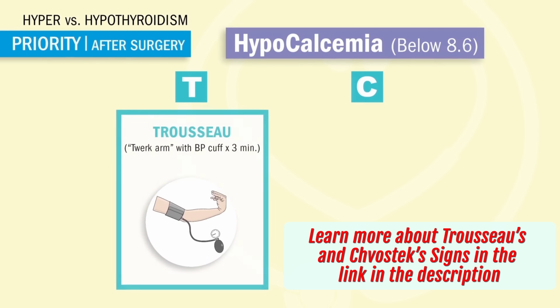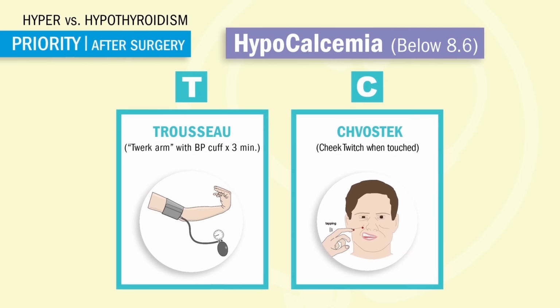So Trousseau, which is basically that arm torque with the blood pressure cuff on, and Chvostek's, that cheeky smile with facial numbness. So guys, I call these the 2 dance moves of low calcium. So remember, if you remove the T, then check the C.